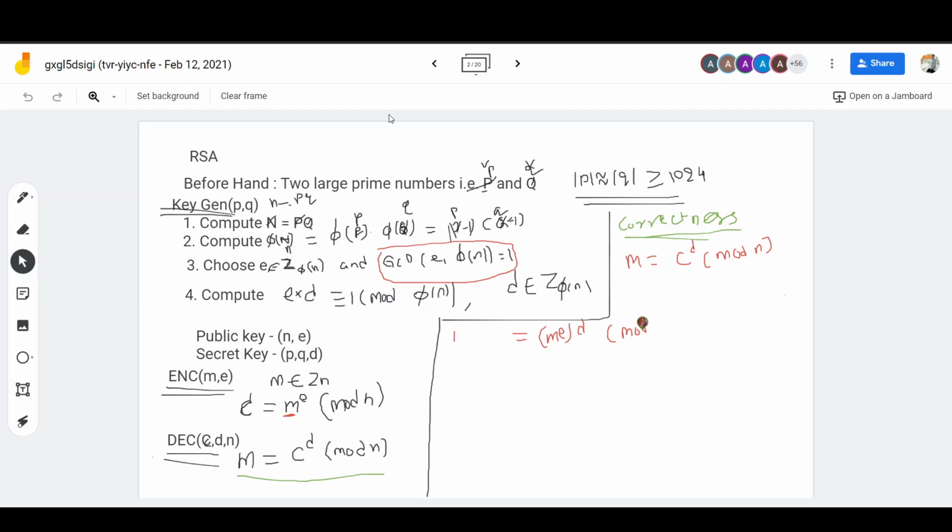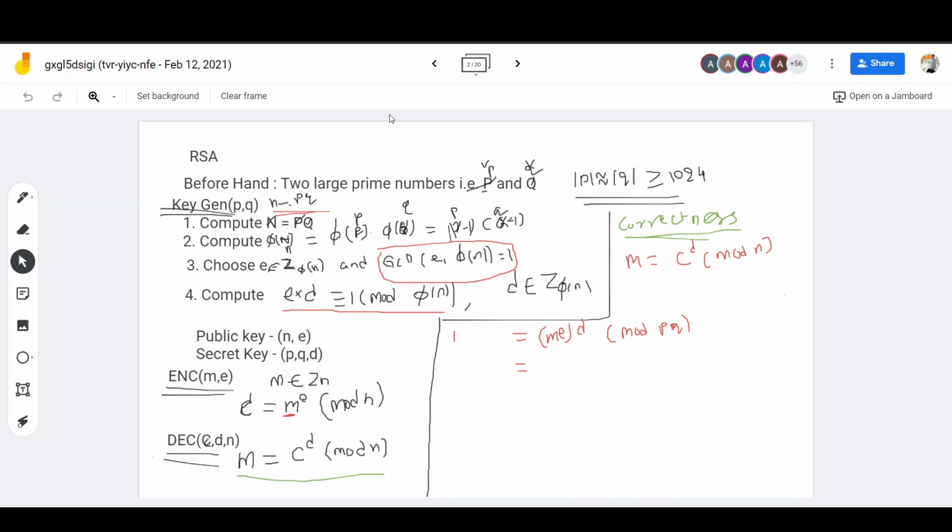Mod n. But how did we compute n? n is equal to pq. So instead of mod n, I can write pq. No issue for that. You can write like this. The second step: this looks like m to the power ed. That means you come to this particular equation. Can we rewrite this one? Yes, we can rewrite it.